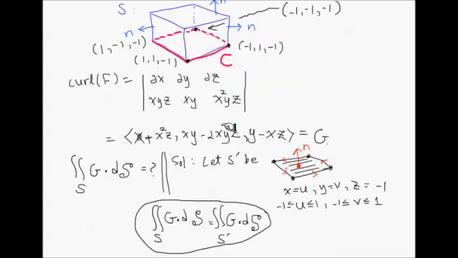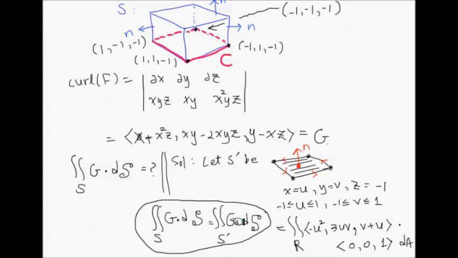So S is this crazy shape, but S prime is a simple flat surface that has the same boundary C. Then the surface integral of this curl vector field is going to be exactly the same. So we just have to use this parameterization to go forward. So it goes like this. We're changing the parameterization.